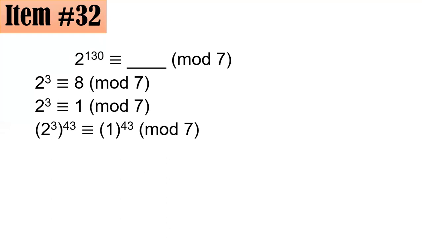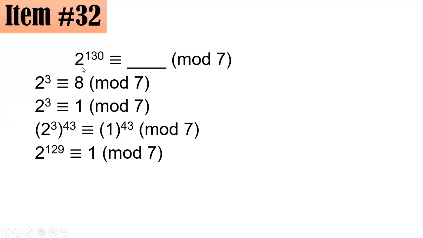Doing such, if you're raising a power to a power, you copy the common base, which is 2, and you multiply the exponents. 3 times 43 is 129. It's congruent to 1 raised to 43, which is still 1. So we have 2 raised to 129 is congruent to 1 mod 7.